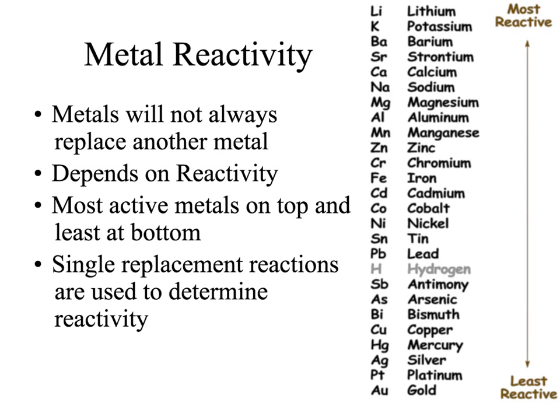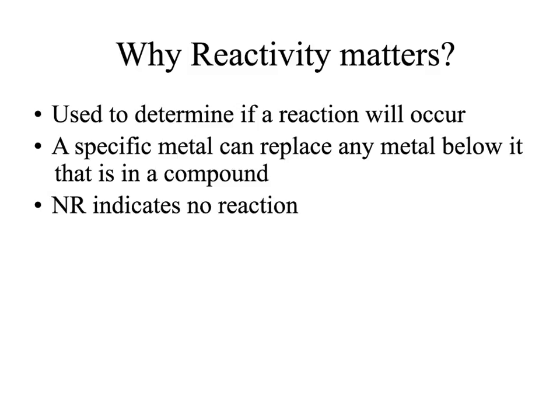You have to use a reactivity chart in order to determine if a reaction is going to happen or not. In this chart, you can see lithium is the most reactive, while gold is the least reactive. Therefore, gold is not going to ever react with another one of these elements above it. Metals are not always going to replace those other metals. So it's going to depend on their reactivity. We have to use this chart in order to determine if a reaction will occur or not. So a specific metal can only replace a metal that's below it. We use NR to indicate that no reaction is going to occur if the metal is not above the other metal in order for the replacement to happen.